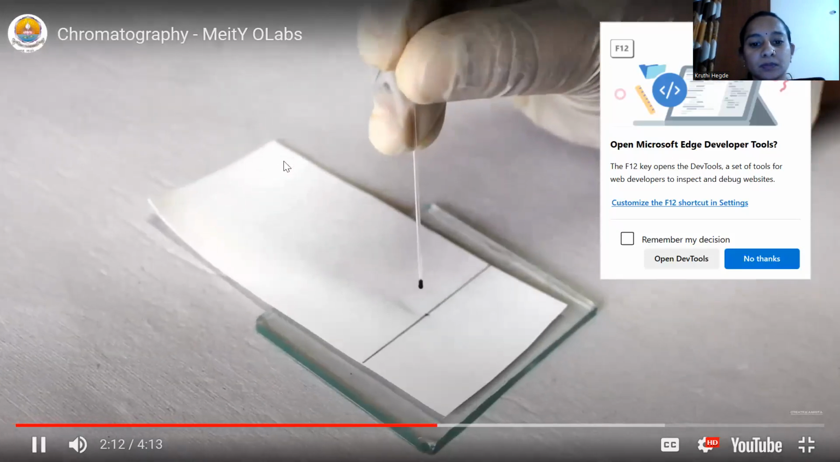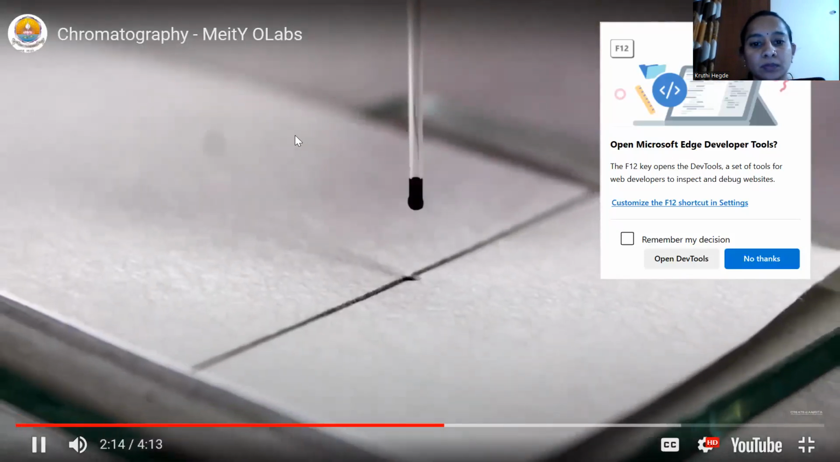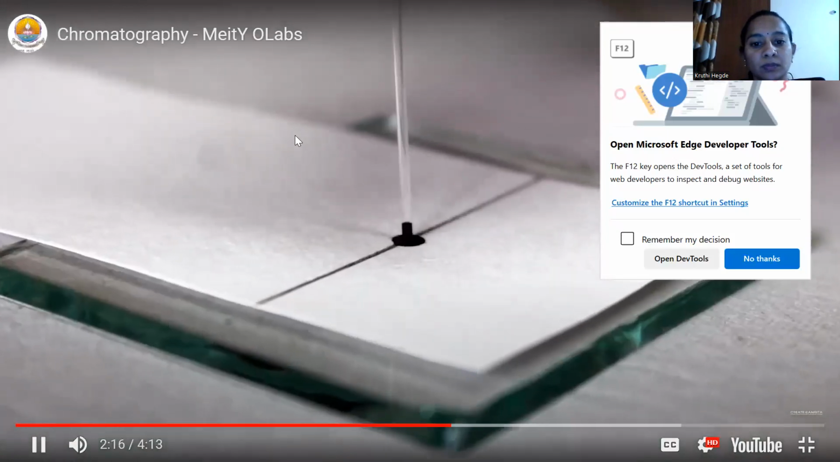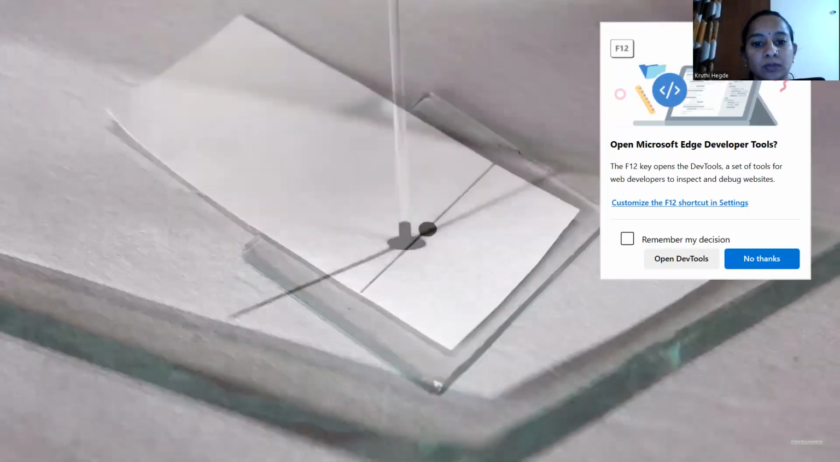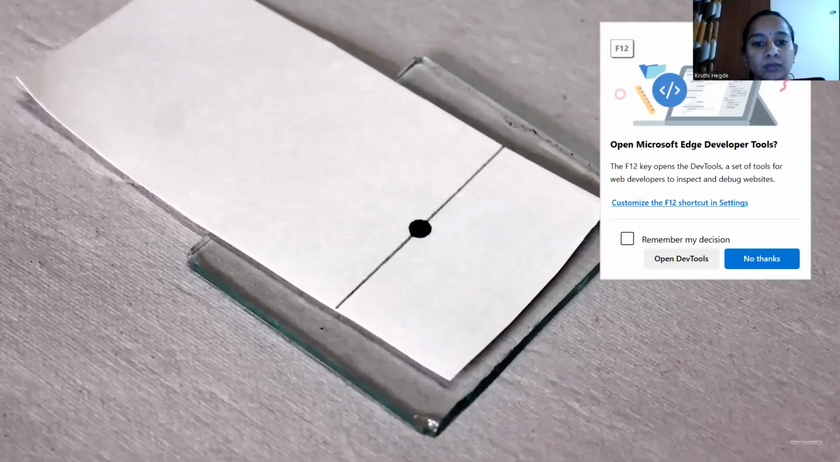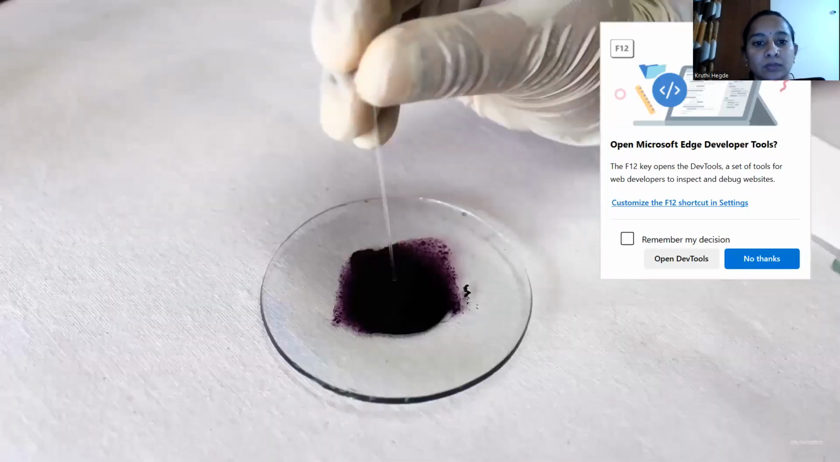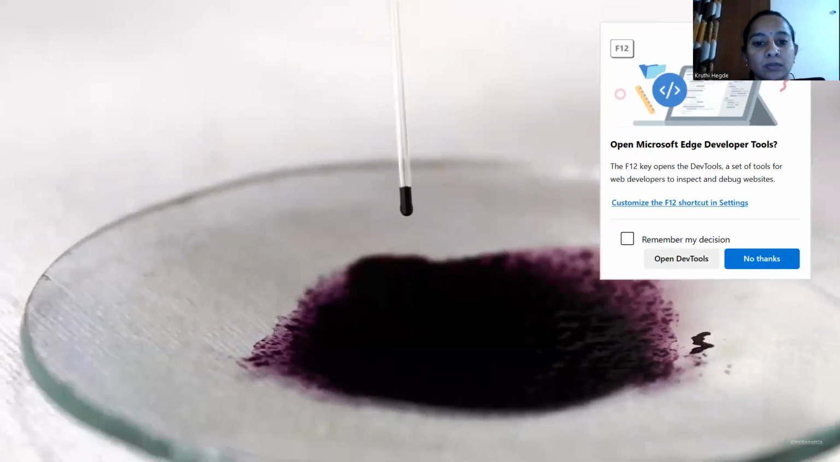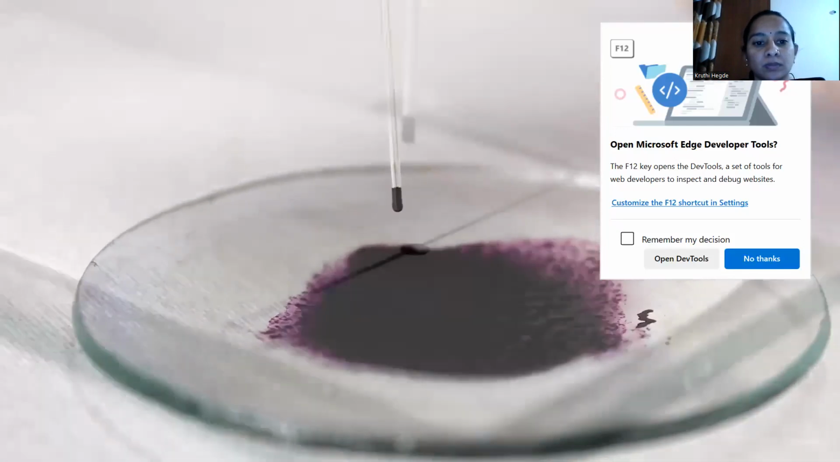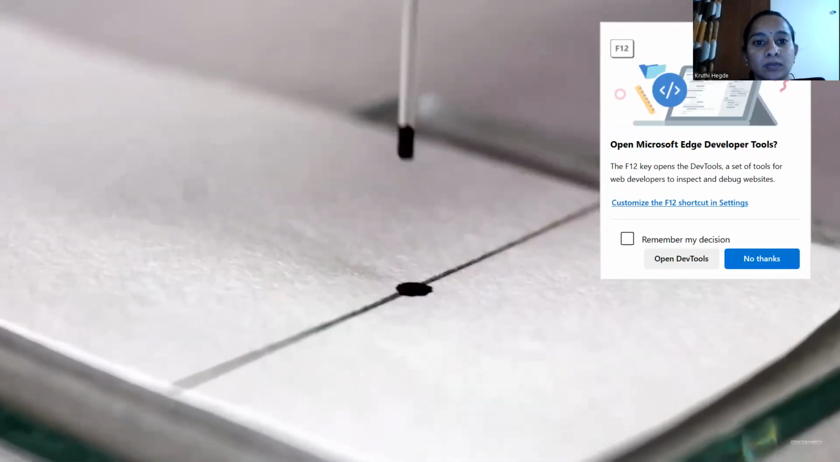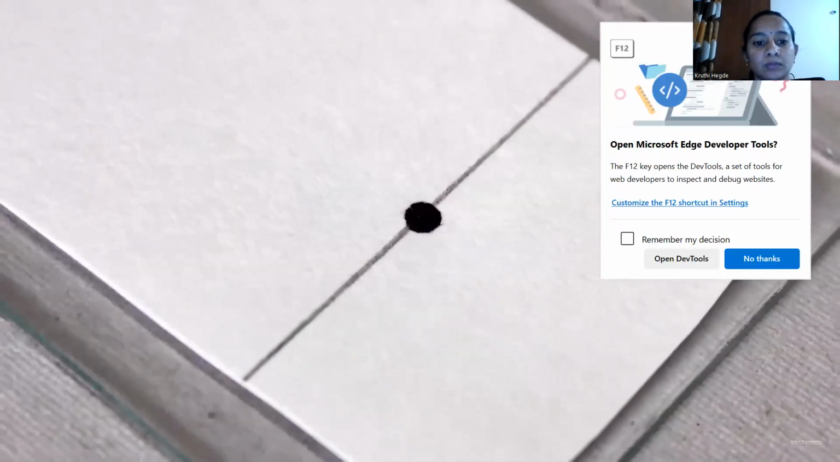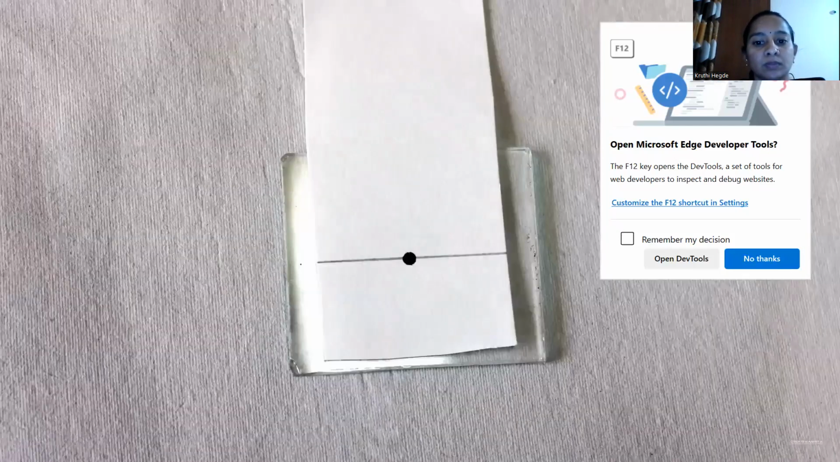Using the capillary tube, put a drop of the mixture of red and blue inks at the central point of the line. Allow it to dry in open air. Again, take the mixture of red and blue inks using the capillary tube. Put another drop on the same spot and dry it again so that the spot is rich in mixture.